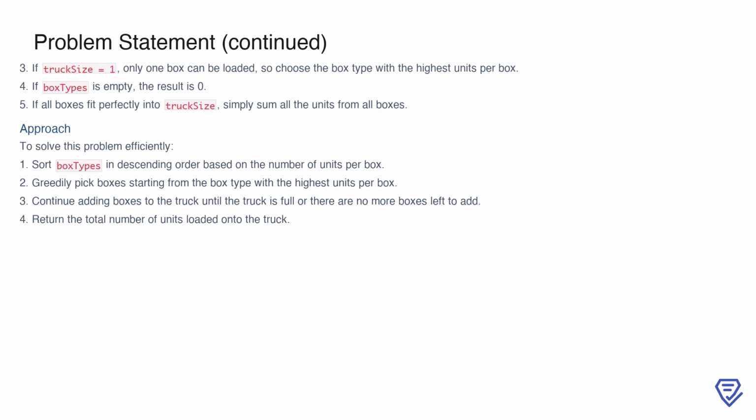To solve this problem efficiently, the recommended approach is to first sort the box types in descending order based on the number of units per box. Then, you can use a greedy strategy to pick boxes from the highest unit per box type, adding them to the truck until it is full or there are no more boxes left to load. This method ensures that you achieve the maximum total units possible.